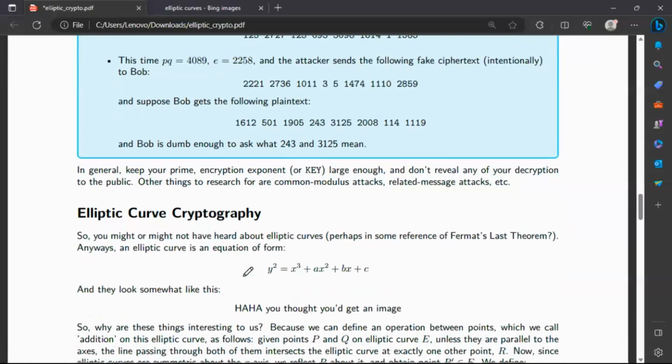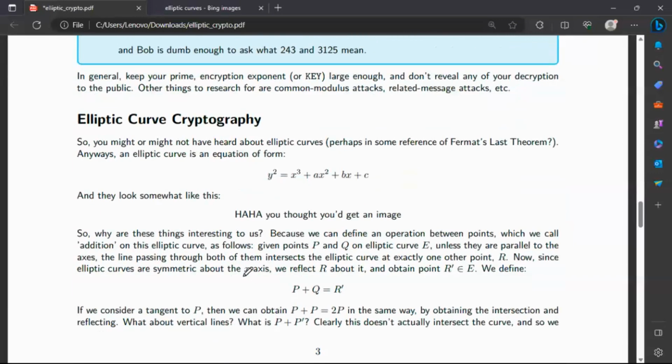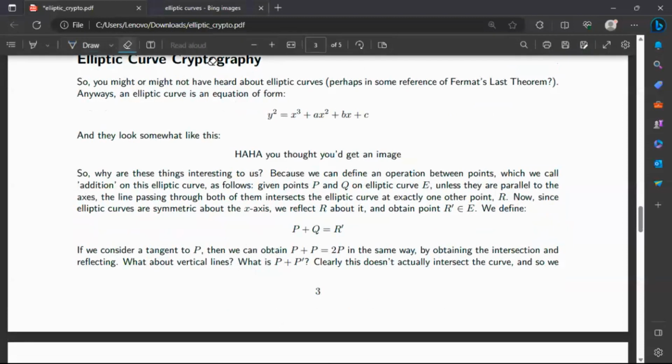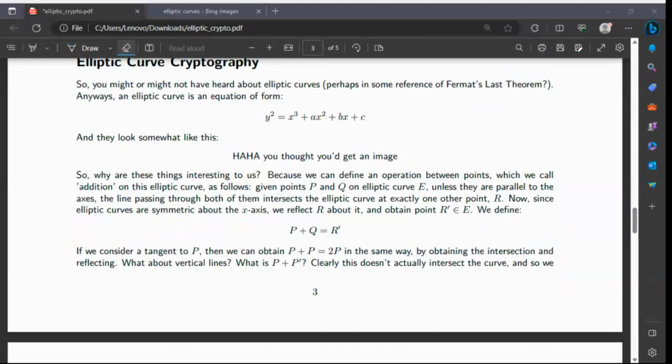Okay, now for the most interesting part of this session, which is elliptic curve cryptography. Before that, once again, if you have any doubts, please do ask. No doubts. Okay, nice.